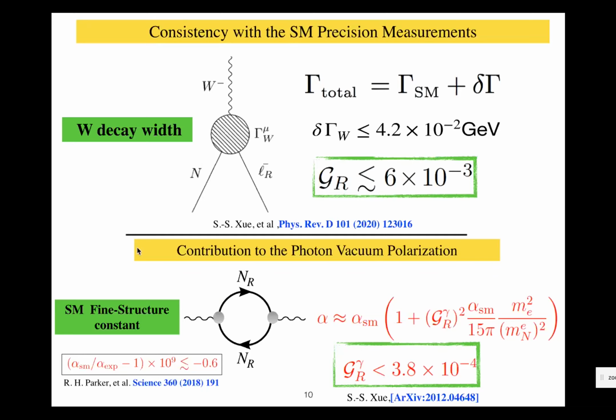And also the point is, as these sterile neutrinos can couple to photons, they can give some contribution to the photon vacuum polarization, and it can modify the fine structure constant. You can see here the constraint that comes from the standard model precision test on alpha.